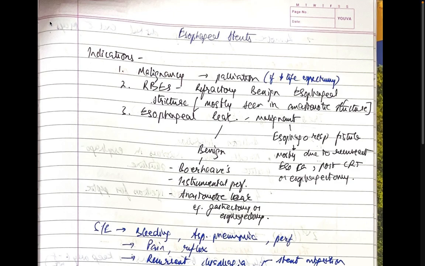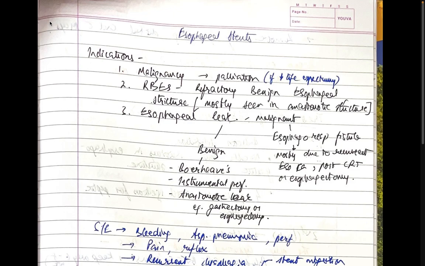Stents. The indications are malignancy, recurrent benign esophageal stricture, and esophageal leaks. Malignancy is used only for palliation if the life expectancy is low. Recurrent benign esophageal strictures are mostly seen in anastomotic strictures. Esophageal leaks could be malignant or benign.